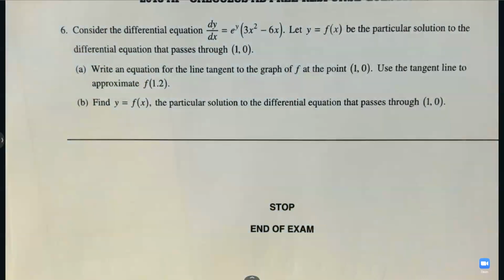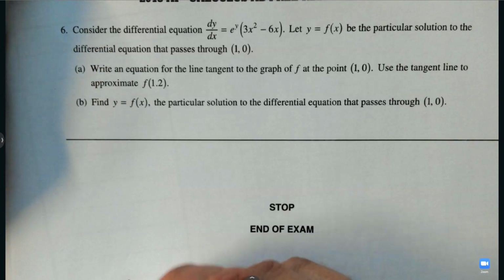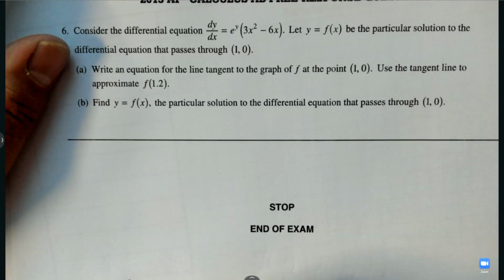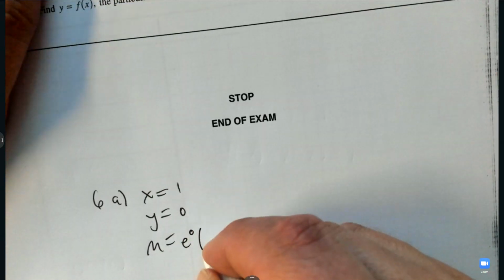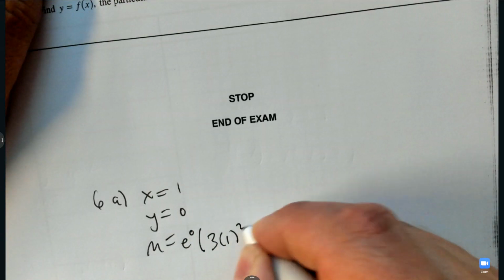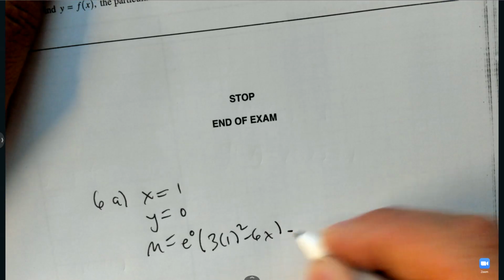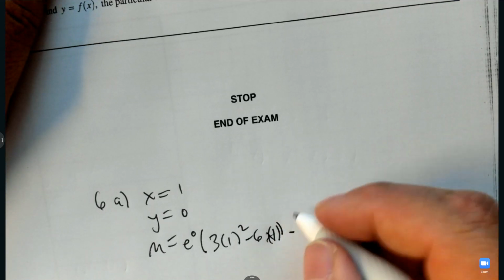So write an equation again of a line tangent. So I see that occurring. So that's x, y, and the slope. So the x coordinate is 1 and the y coordinate 0. To find the slope, we use the differential equation. Plug in 0 for y and plug in 1 for x. Oops, this is also 1.